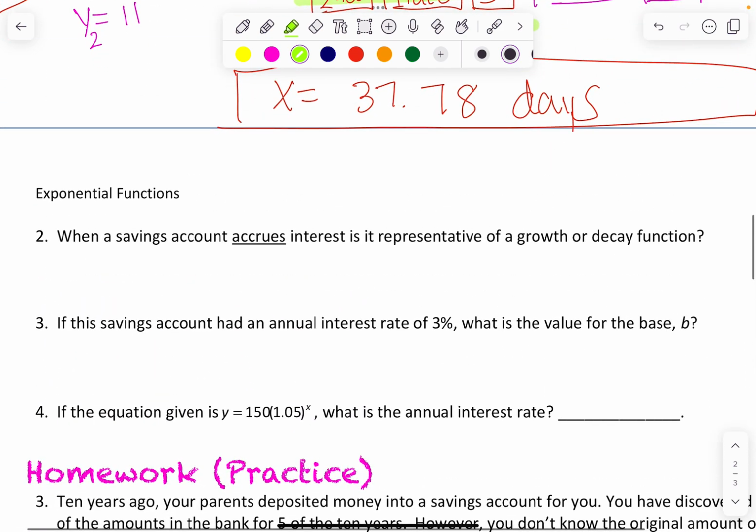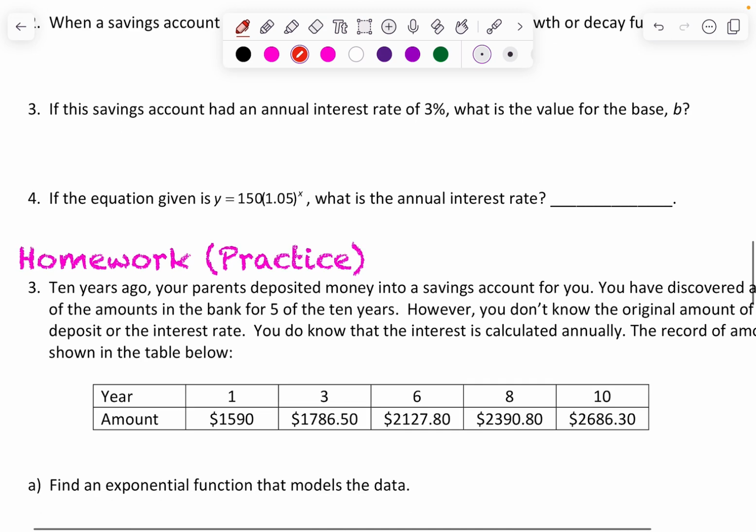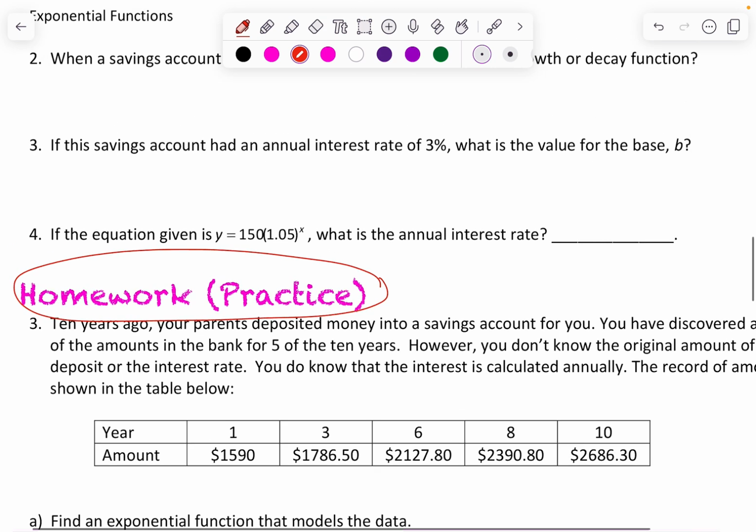All right, let's do number 2. 2, 3, and 4 are going to be parts of the notes. And then this one that says 3, that's going to be homework, okay? So the last one is homework. That says number 3.